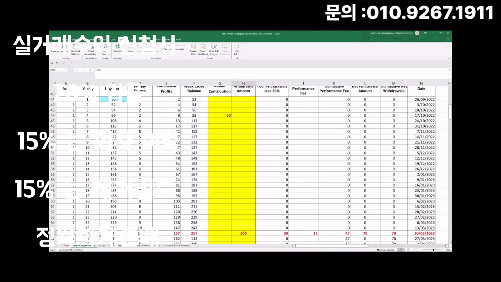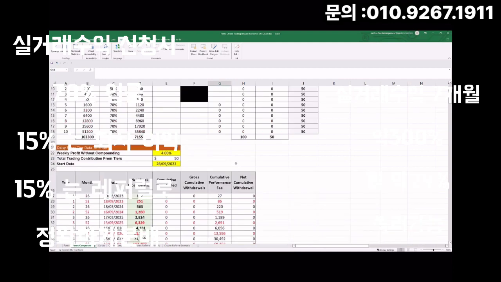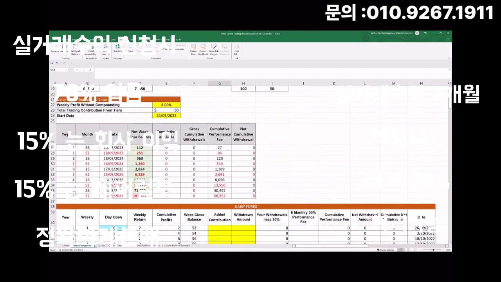Now, this table will adjust based on additional contributions and any withdrawals that you make. And it goes all the way down to year 5. But what you have here is a summary of those results.